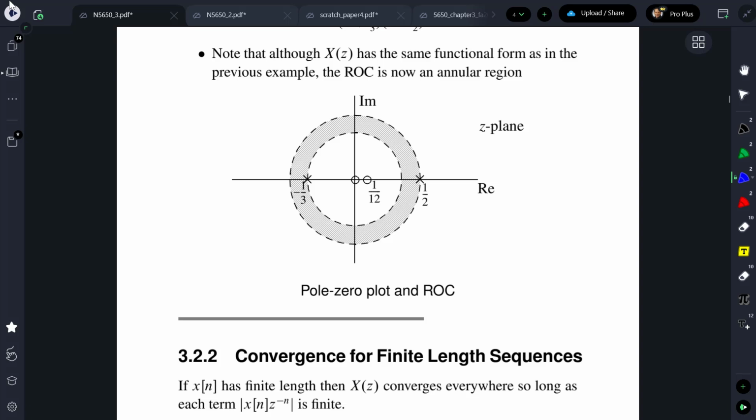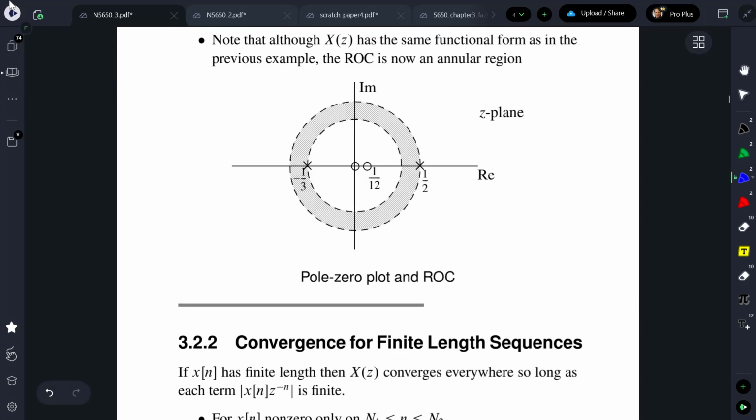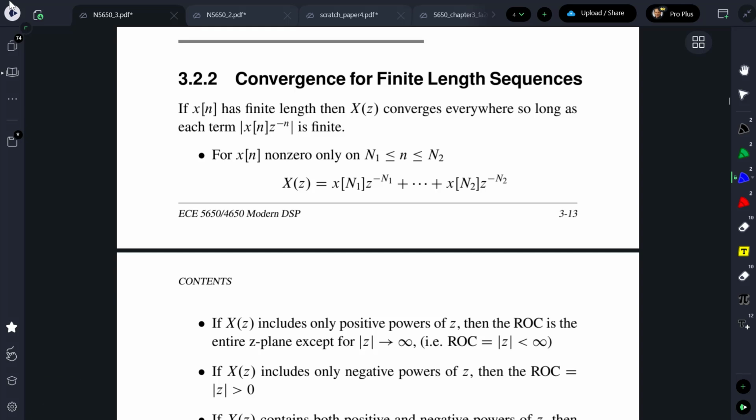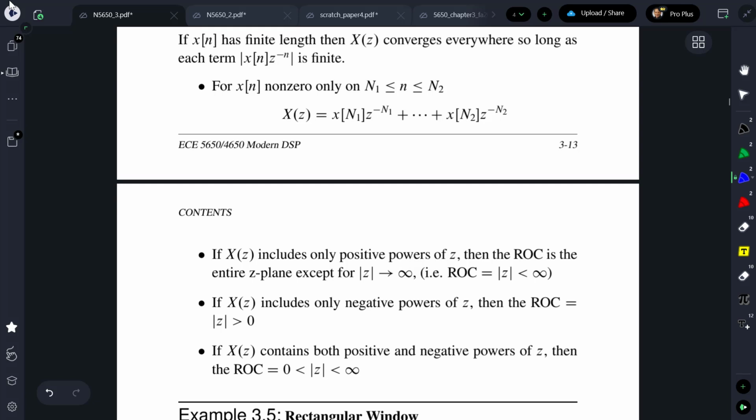We're in the one-dimensional case. So same pole-zero plot, but the region of convergence is different. If we have a finite length sequence, we always have a region of convergence that is able to go all the way out to infinity, or go all the way to 0. So it'll depend upon where N1 and N2 sit.